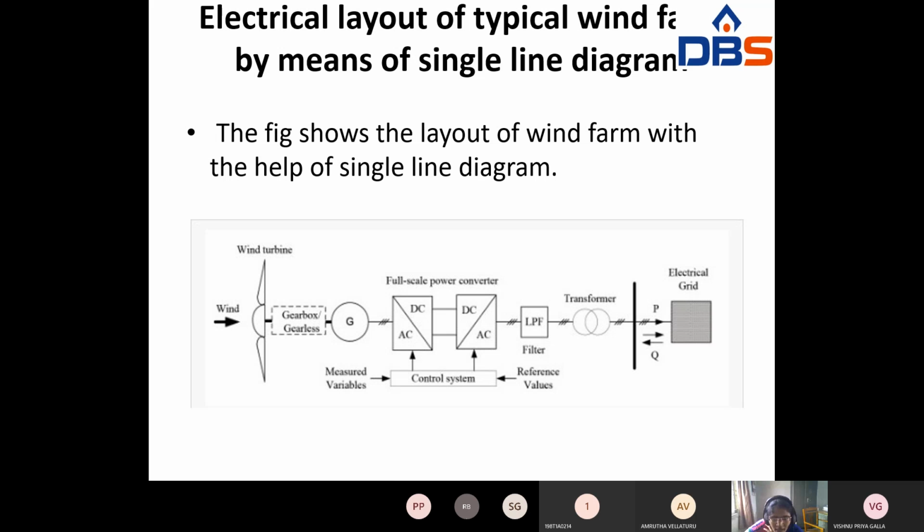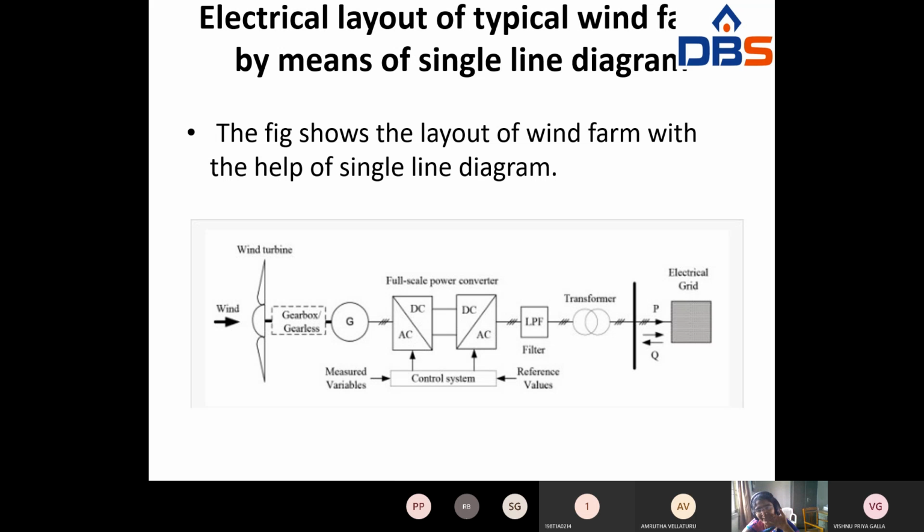And here a filter. Why? Because whenever you convert the AC to DC, it will not be in pure form. At that time there will compulsorily be some ripples. Ripples means unwanted portions will be present, so by using the filter you can rectify that.